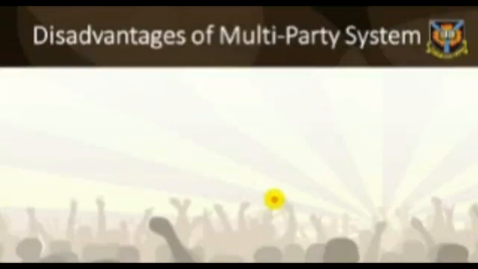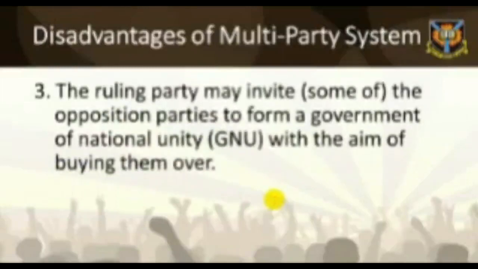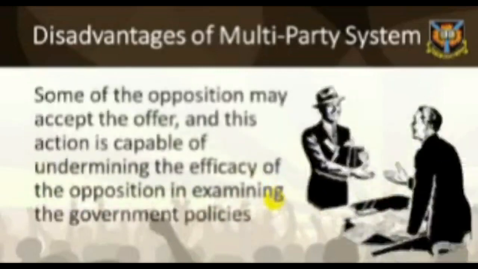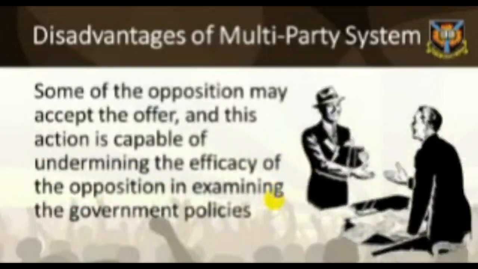3. The ruling party may invite some of the opposition parties to form a government of national unity, GNU, with the aim of buying them over. Some of the opposition may accept the offer, and this action is capable of undermining the efficacy of the opposition in examining the government's policies. In situations like this, where opposition parties are brought over by the ruling party, there is tendency that the interests of the people will be jeopardized.